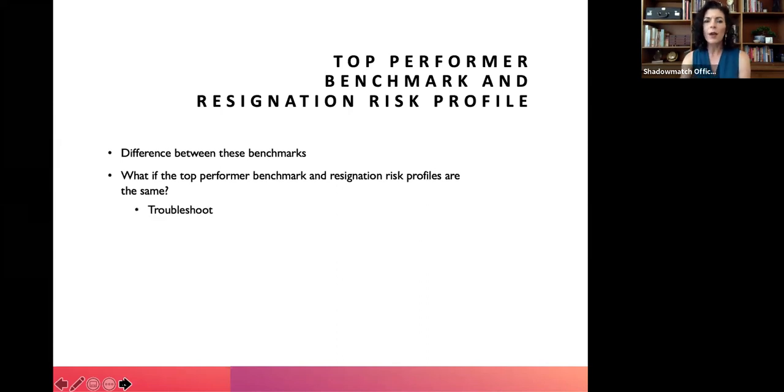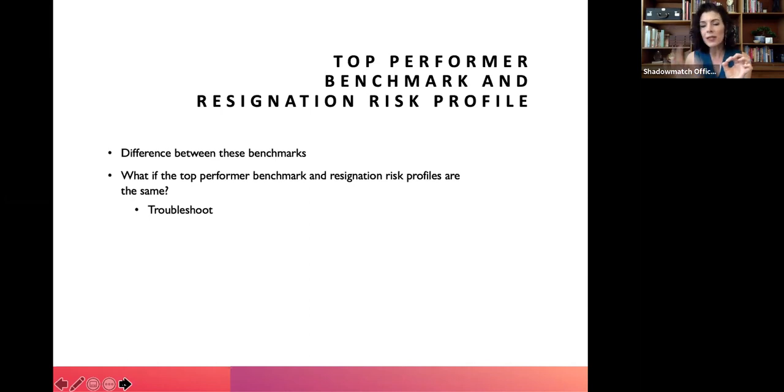What then? Firstly, you troubleshoot. Let's start with my top performer benchmark. Are all the people that I've got as top performers in my benchmark still in the job, in the role, and all top performers? If not, then obviously you do a cleanup of your top performer benchmark to ensure that it is current, with current top performers doing exactly the same job in exactly the same environment. Then you look at your resignation risk profile.